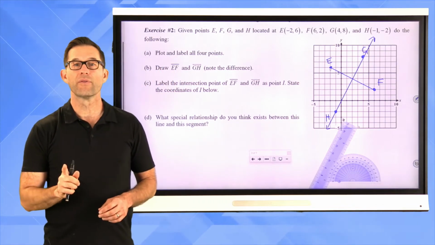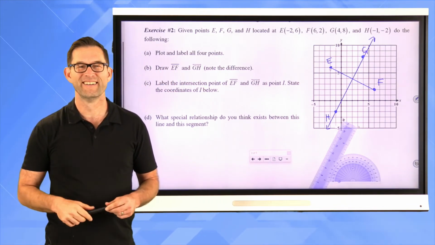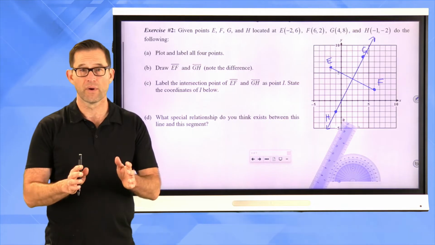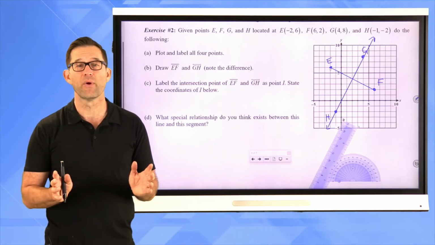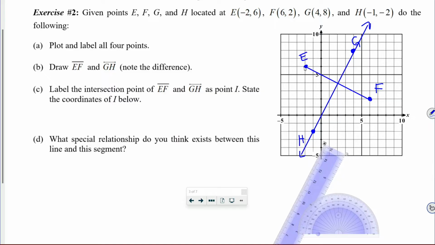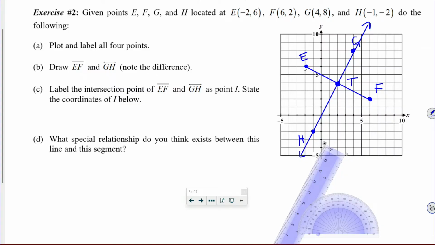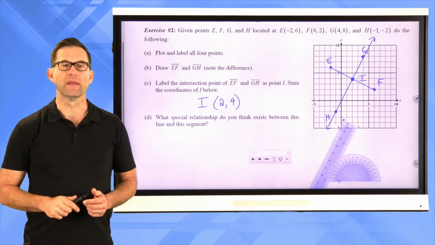All right, now one of the other things, oh, actually this is part C, let's take a look at that. Label the intersection point of EF and GH, segment EF and line GH, as point I. State the coordinates of I below. All right, why don't you go ahead, right, put a dot where that intersection point is, label it as point I, and then state its coordinates. All right, here we go. Real easy to see intersection points, right? There it is, there's point I, and point I has coordinates of 2, 4. Excellent.